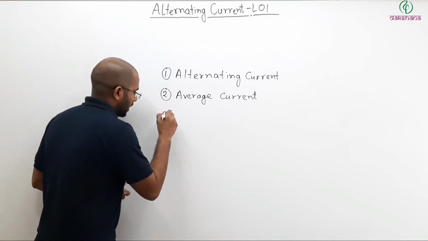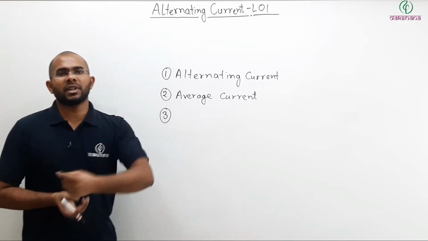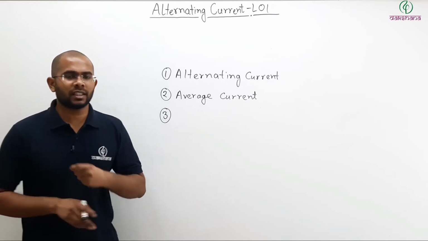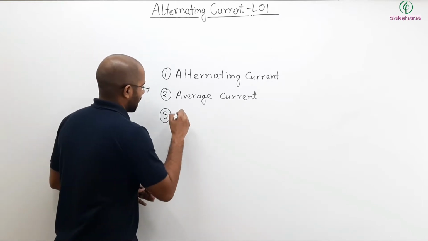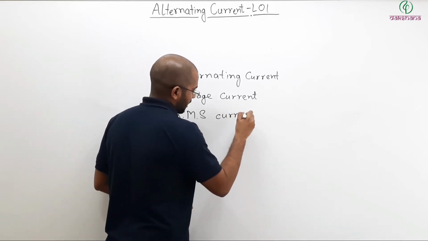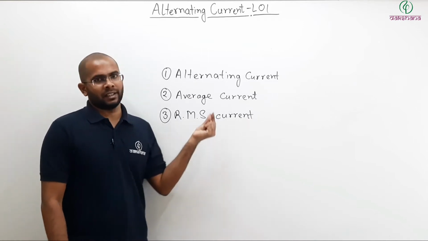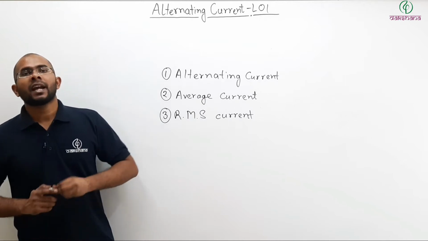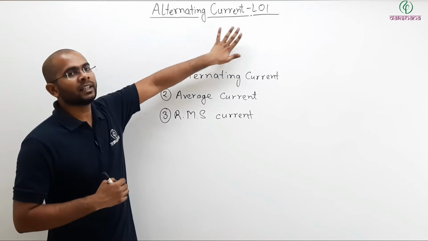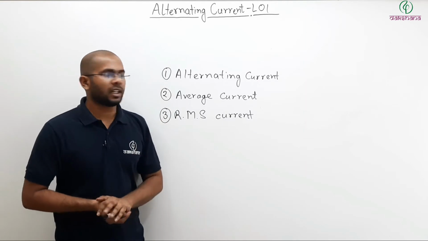The third thing that we will talk about is something called RMS current. Why RMS current is relevant and how we calculate it, we will talk about all this. Its full form is root mean square current. We will see what is root mean square current and why it is important when we are studying alternating current. So pause the video, note these points, then we will start discussing alternating current.